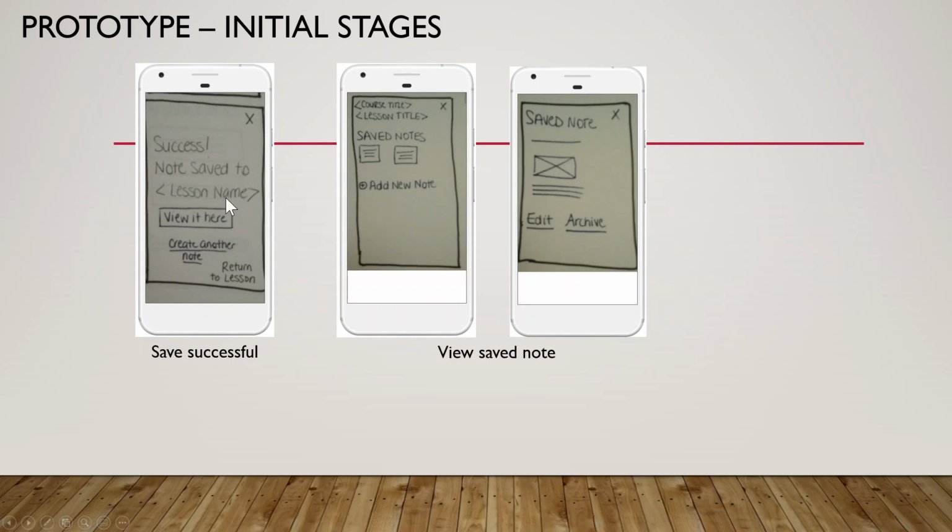Continuing with the save successful screen, if you choose to view the saved note, then you get taken back to the saved note screen where you can select one of your saved notes and be able to edit or archive that note.